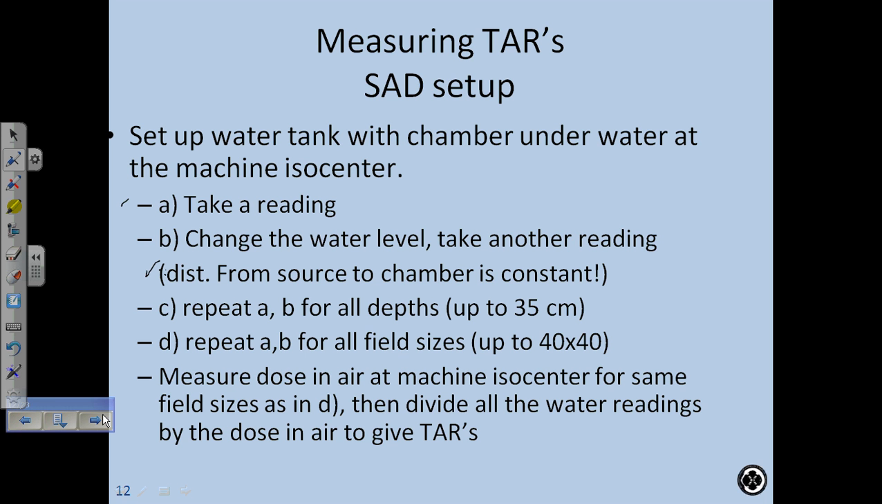Repeat A and B for all depths, okay? And then repeat A and B for all field sizes, and that builds your entire TAR table. Then measure the dose in air at the machine isocenter for several field sizes, as you did here. Then divide all the readings that you took in water by all the readings you took in air. Remember, TAR is dose in medium divided by dose in air. So all the water measurements divided by all the air measurements.